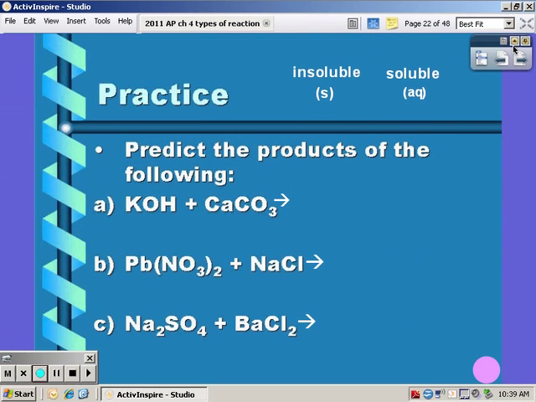So you need to be able to predict the products of these reactions and decide if it's insoluble, we're going to put an S for solid, and if it's soluble, we're going to put an AQ for aqueous, meaning it breaks up. All of these are double replacement reactions, so the outside ions go together and the inside ions go together.